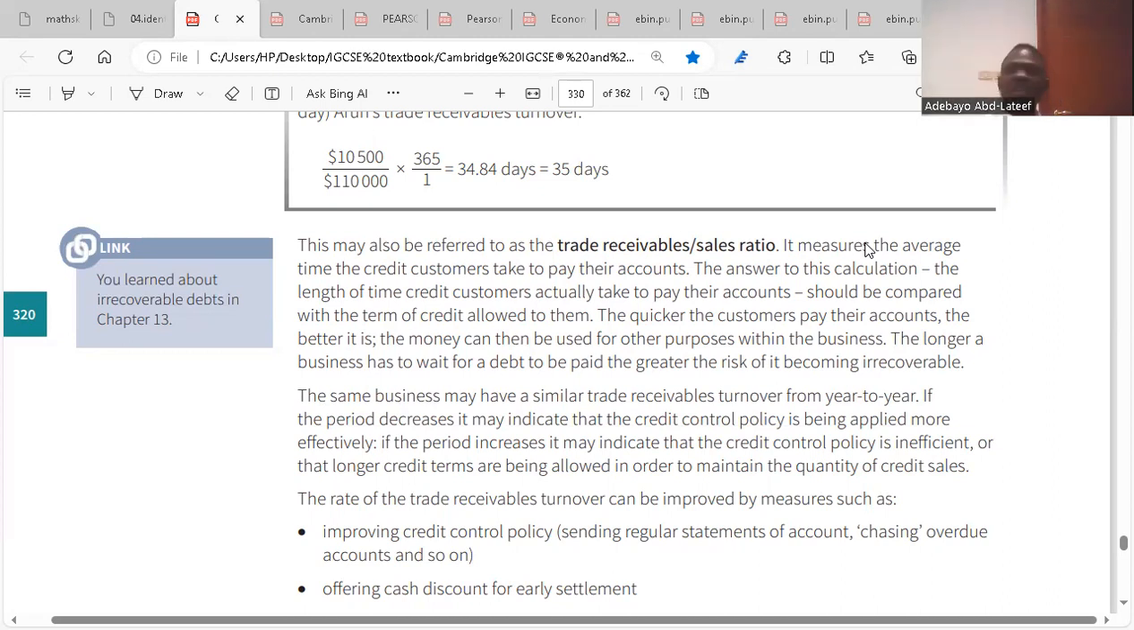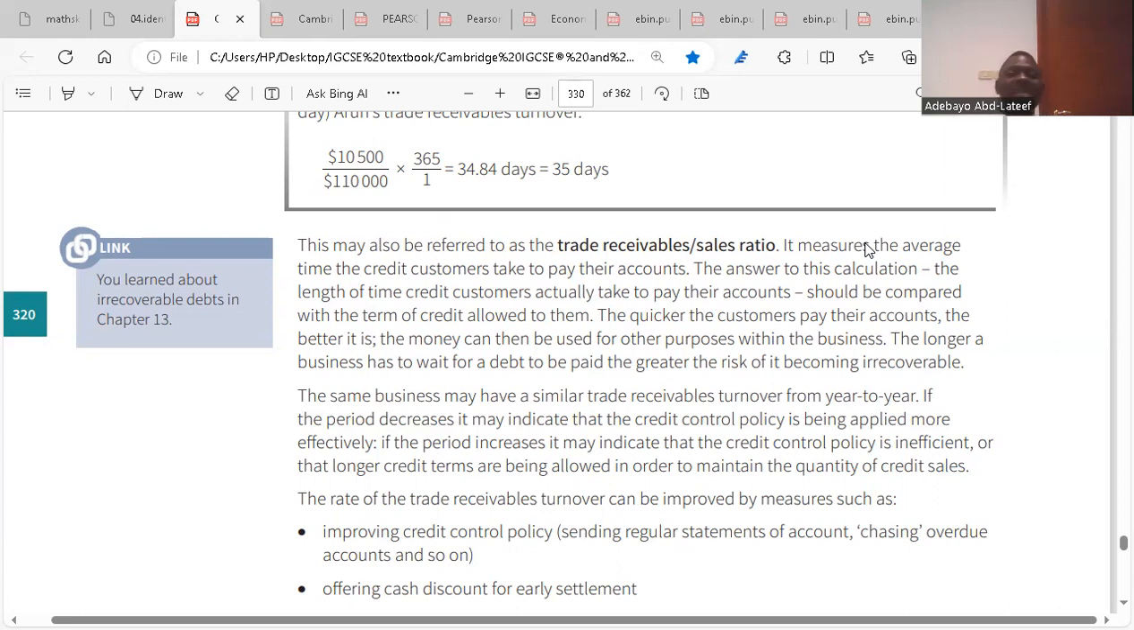Making provision is just like you are keeping money aside for the money that is not coming. It's still your money. The one thing about it is that the debt has gone bad. That's it.